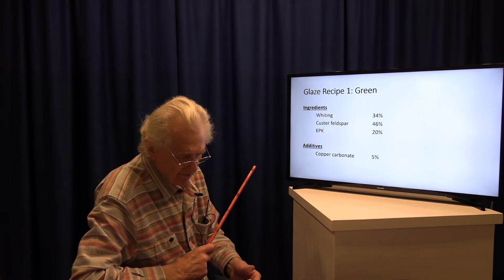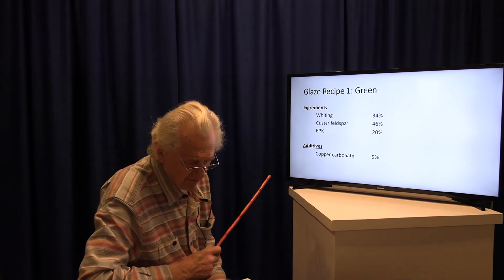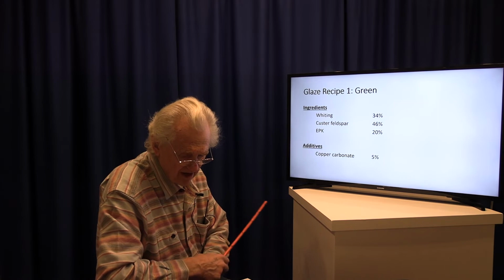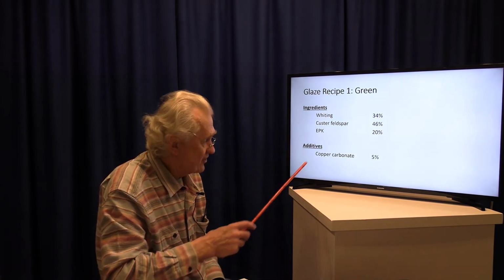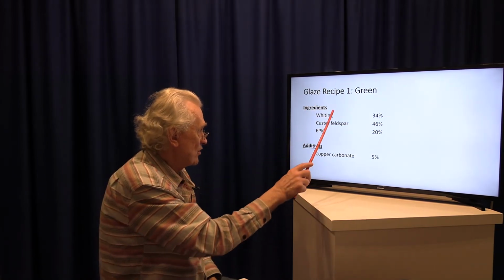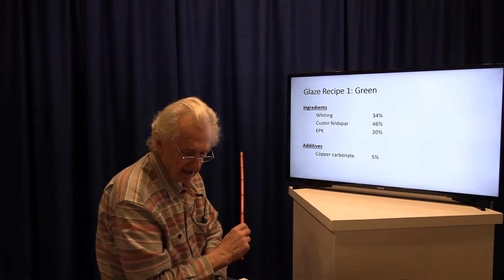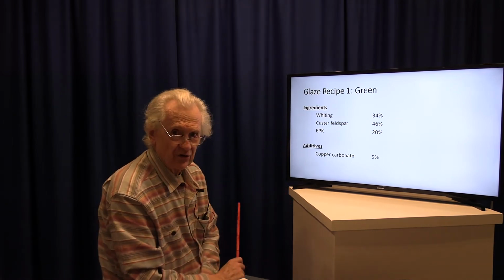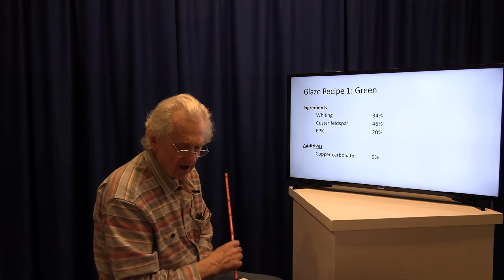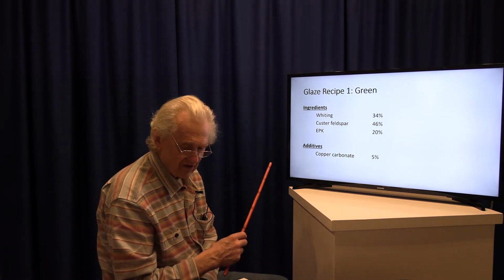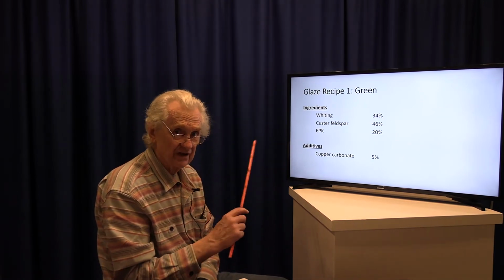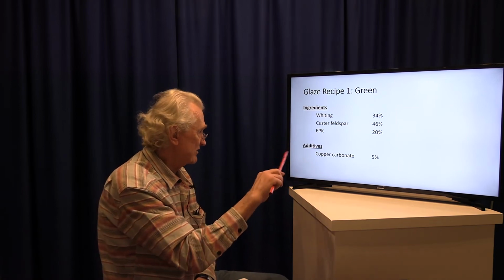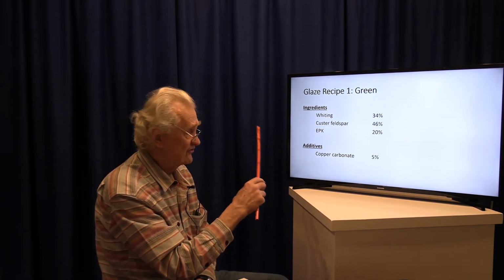Okay, now this is the one we looked at before. So now let's look at the same recipe again for the amount of silica, which we talked about before. This was our number one glaze. Whiting again, custard feldspar, and EPK. I think we mentioned this earlier on, but I'm repeating it now because we're going to look at the amount of silica and how it affects the texture of the glaze. I'm repeating myself, but I wanted to also mention it as a separate category.